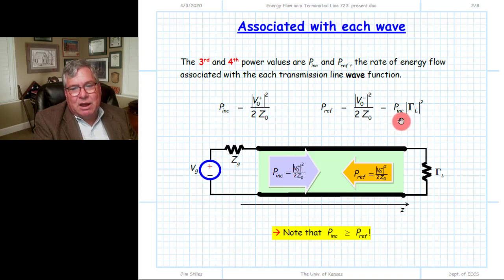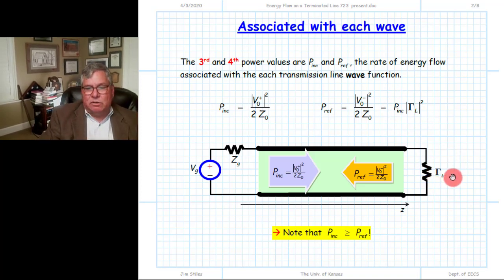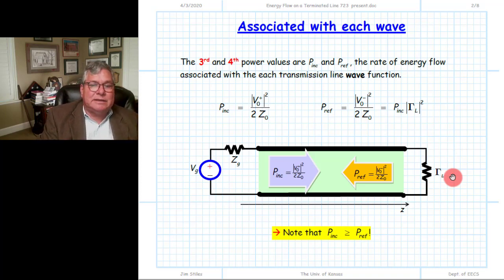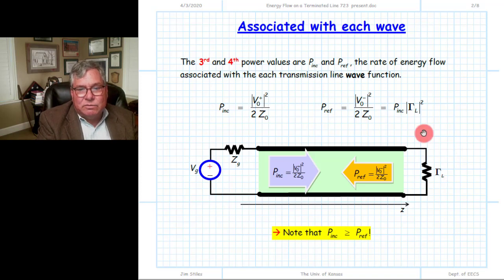The incident power and reflected power are, of course, related by the magnitude squared of the load reflection coefficient. And that load reflection coefficient, the magnitude, can have any value between 0 and 1. And so this magnitude squared essentially tells us the percentage of the incident power that is reflected.